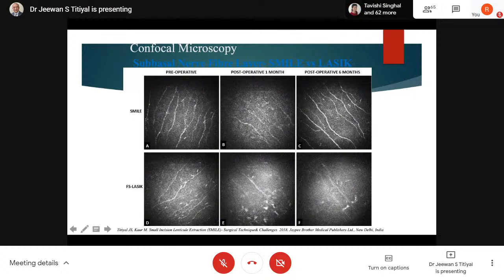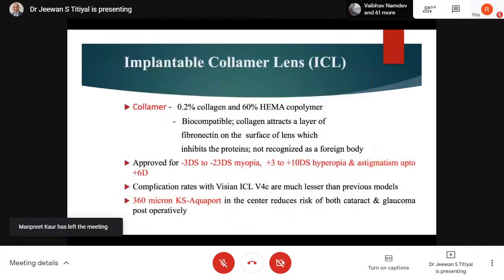So this is one of our patients. You can see the SMILE patient pre-op. This is 1 month and 6 months. It is as normal as the pre-op cases. With LASIK, at 6 months it is still not recovered. So that's a difference which is going to happen with these cases.